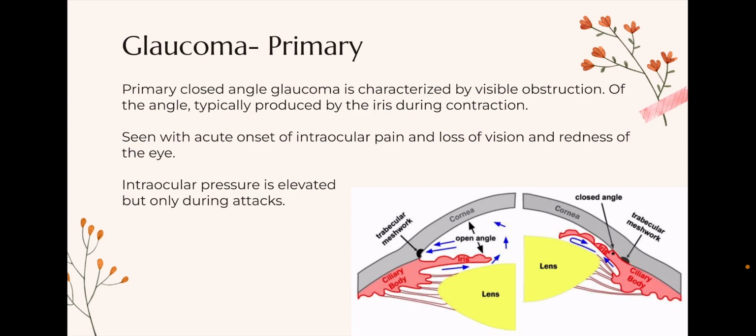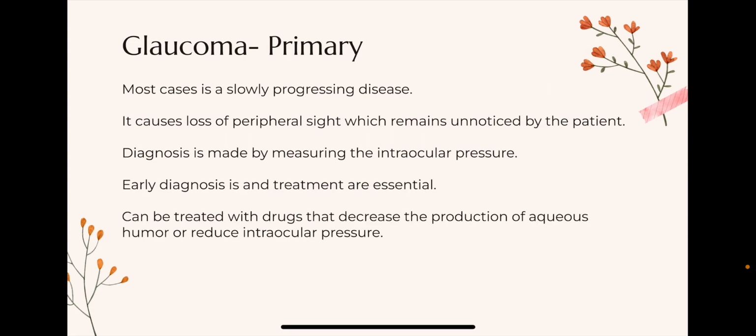Typically, this is seen as an acute onset of ocular pain and loss of vision, as well as redness of the eye. And ocular pressure is only elevated during attacks when that iris is contracting. So, both of these are slowly progressing diseases in most cases.